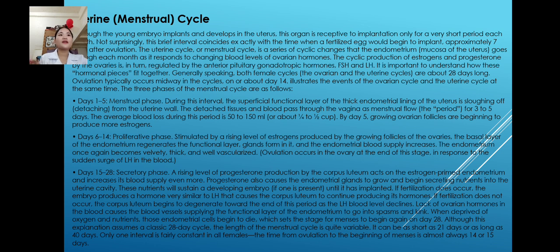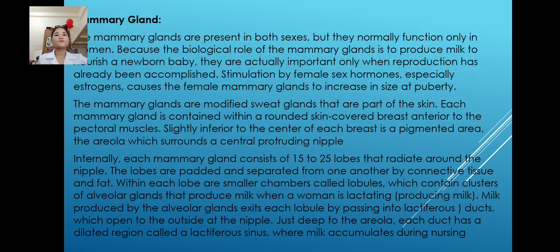Although this explanation assumes a classic 28-day cycle, the length of the menstrual cycle is quite variable. It can be as short as 21 days or as long as 40 days. Only one interval is fairly constant in females. The time from ovulation to the beginning of menses is almost always 14 to 15 days.